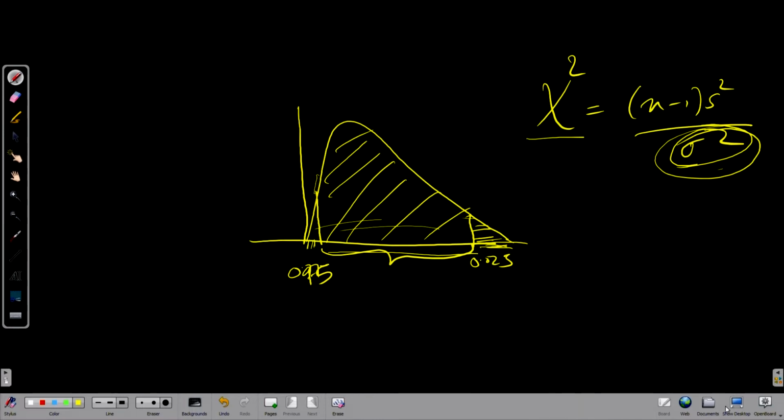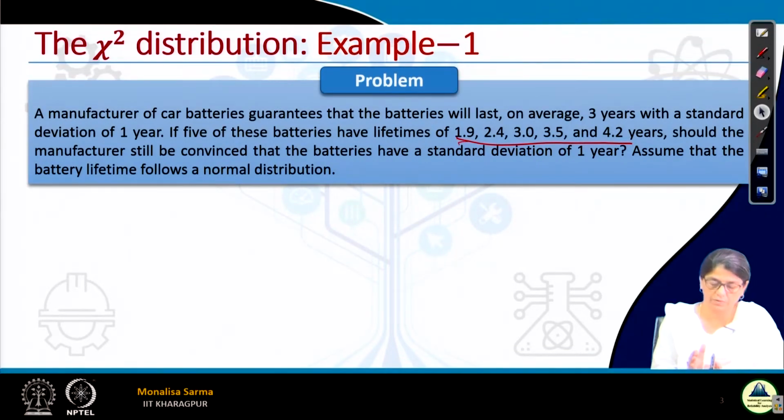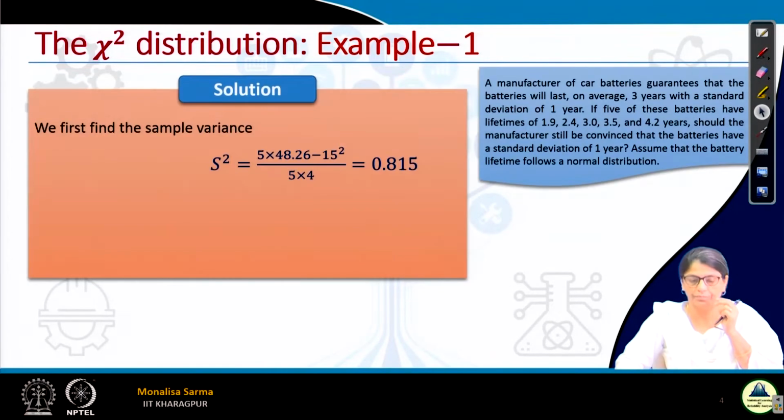So now essentially in this problem we need to find out whether our probability lies in that acceptable range or not. So how do we solve this question? First, we need to find out the chi-square value. For the chi-square value we need to find out the S square, that is the variance of the sample.